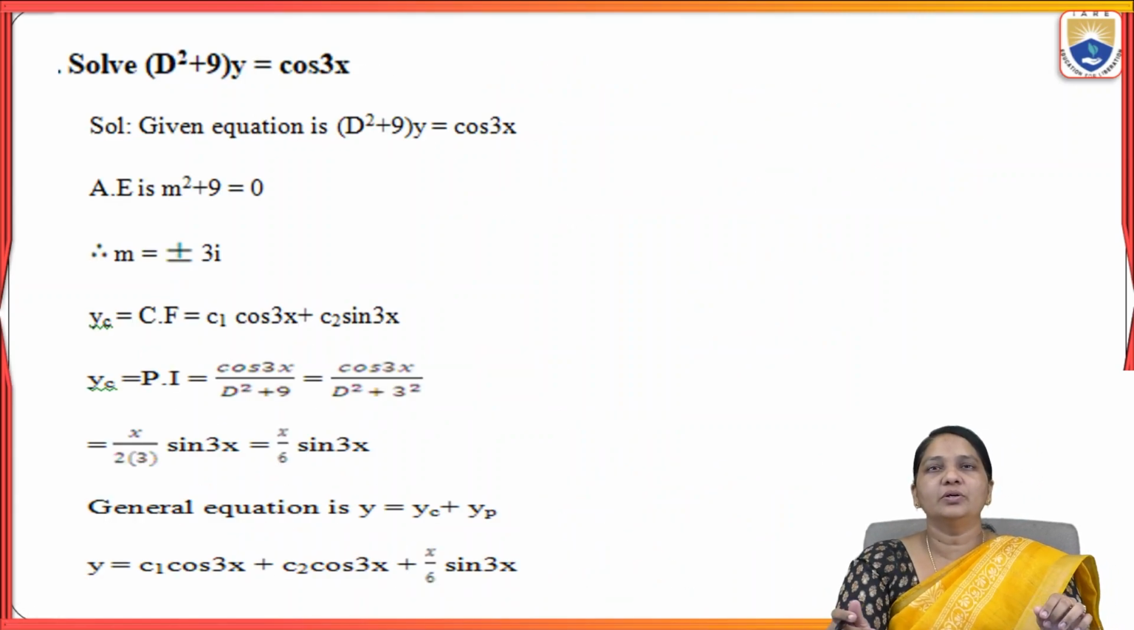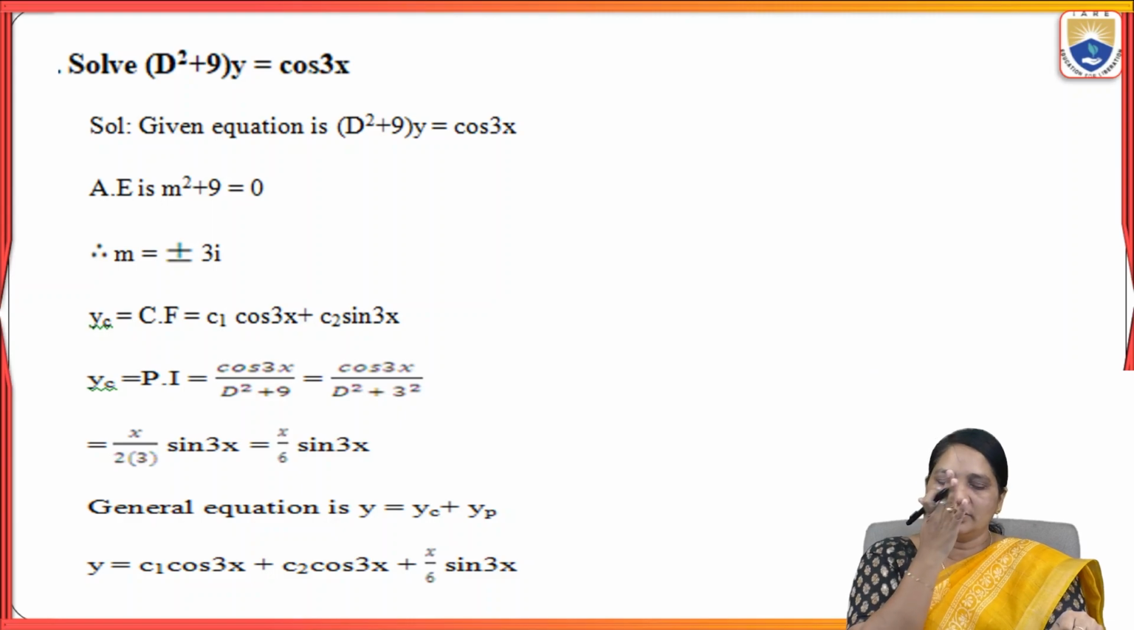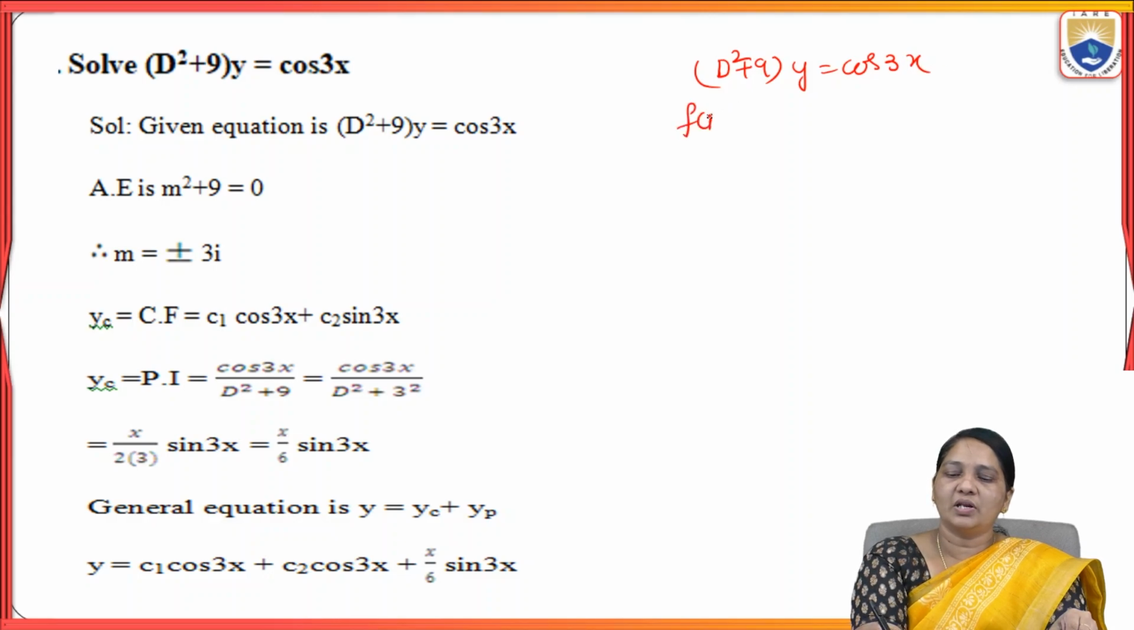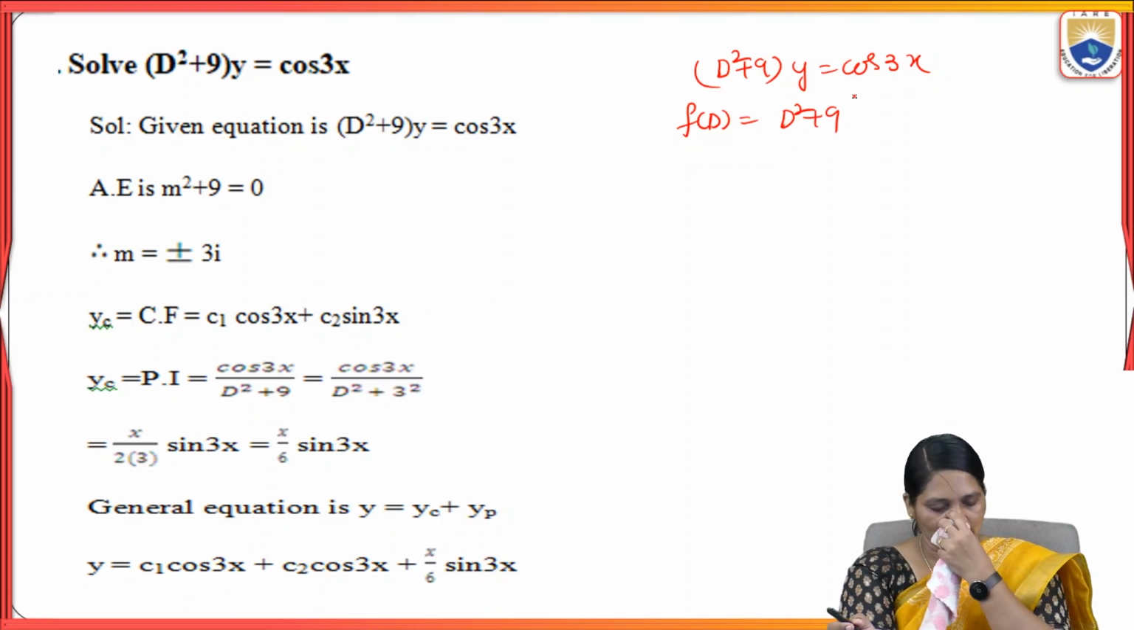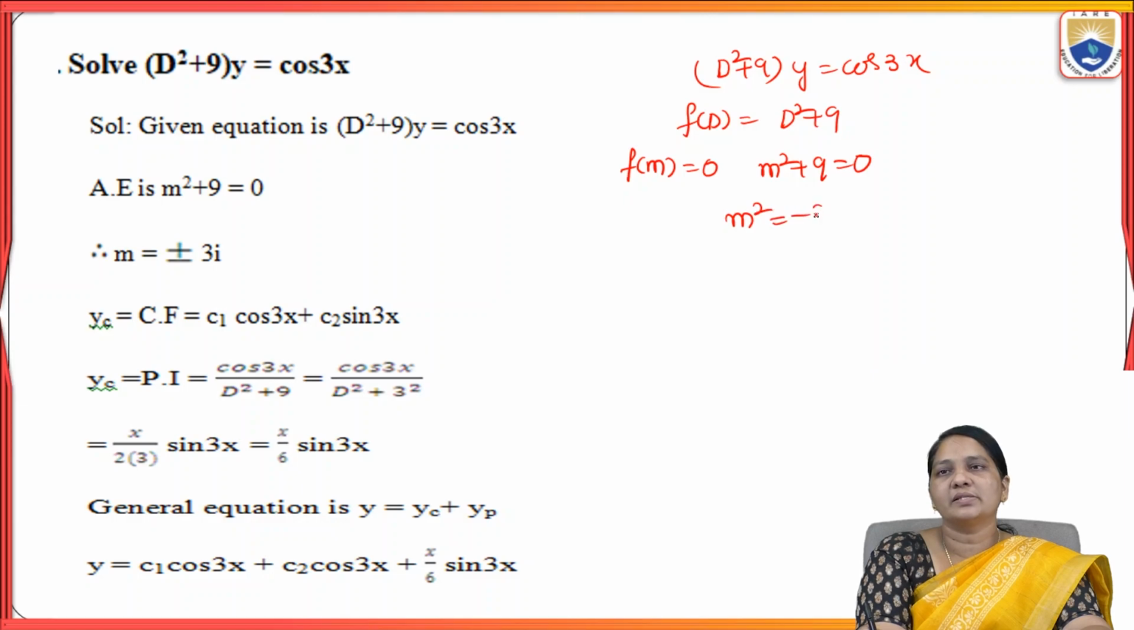See one more example here to get clarity about the second case, that is f of minus a square equal to 0. So here (d square plus 9) y equal to cos 3x. So what is the f of d here? f of d equal to d square plus 9. As in the previous problem, we can calculate the roots according to the procedure. So what is the auxiliary equation? That is f of m equal to 0, that is m square plus 9 equal to 0. So m square equal to minus 9. So finally m equal to plus or minus 3i.